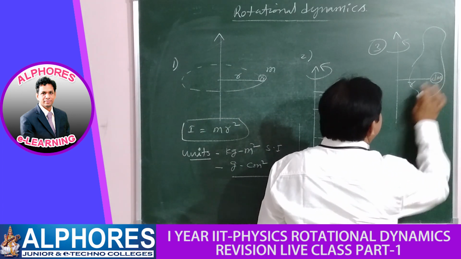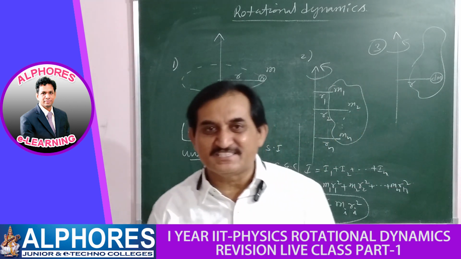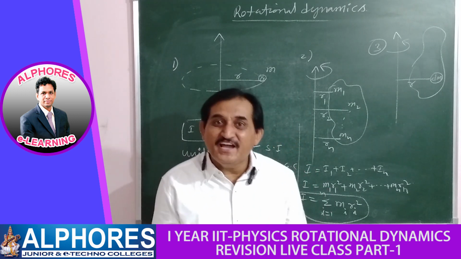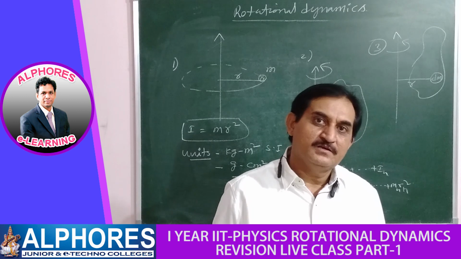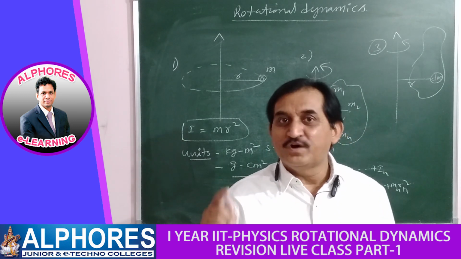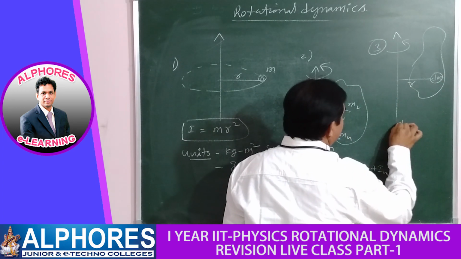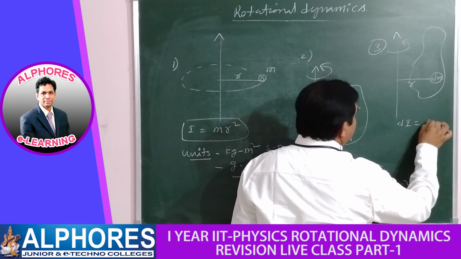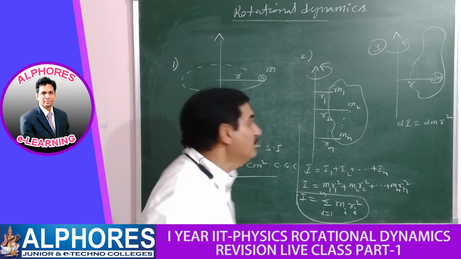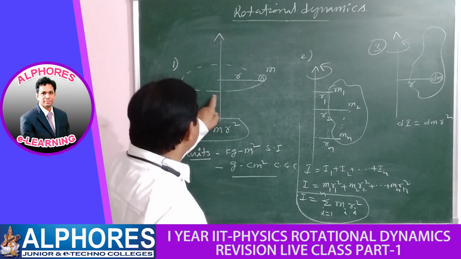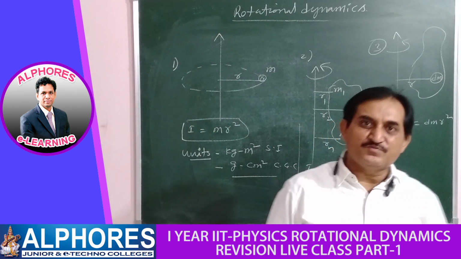Then its moment of inertia. Whose moment of inertia? That elemental mass which is selected from this rigid body. So many elemental masses are imagined in it, and we are considering one such element. That element has its moment of inertia dI equal to dm into r square. It is quite similar to a particle moving in a circular path about a fixed axis. Simplest formula.